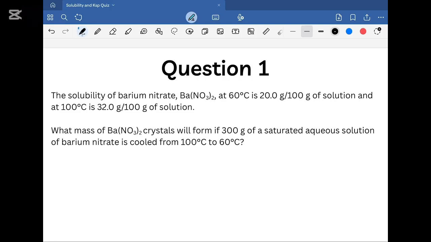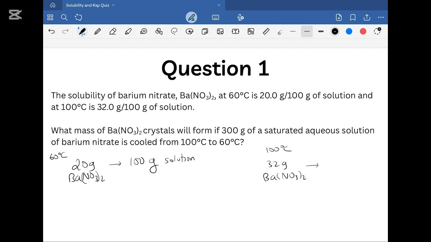So now we know that 20 grams of the barium nitrate will dissolve in 100 grams of solution at a temperature of 60 degrees Celsius. And for 100 degrees Celsius, we're going to have 32 grams of Ba(NO3)2 in 100 grams of solution. Now for 300 grams of solution, we need to do cross multiplication, and the amount of barium nitrate that we're going to have for 300 grams of solution is going to be 60 grams at 60 degrees Celsius, and at 100 degrees Celsius, we're going to have 96 grams.